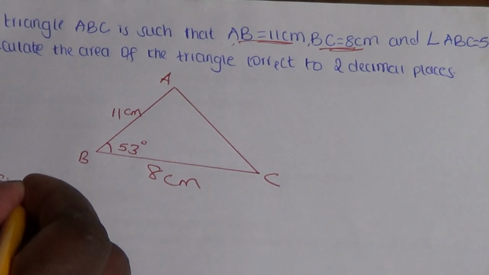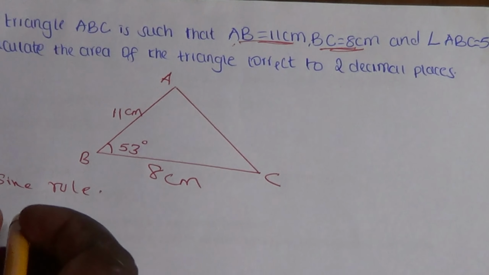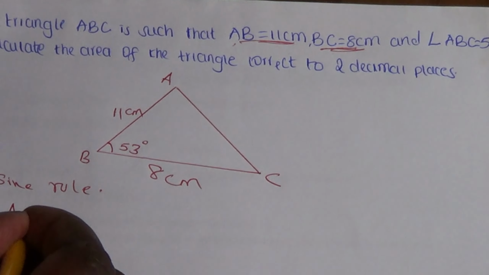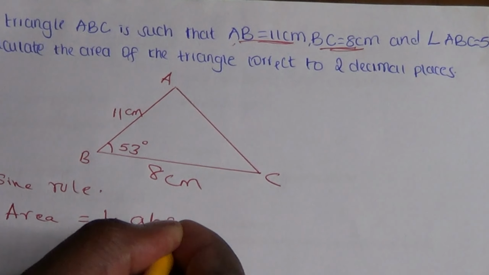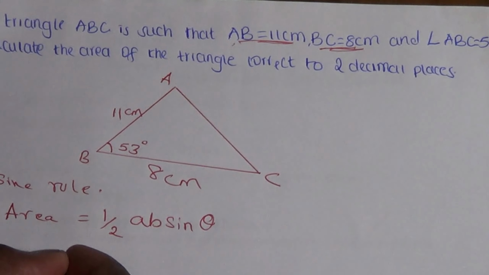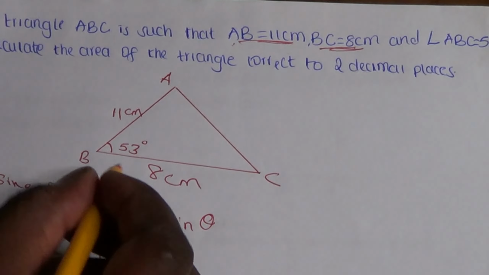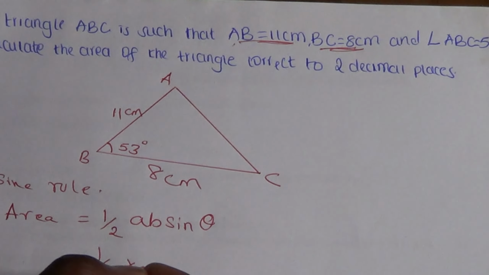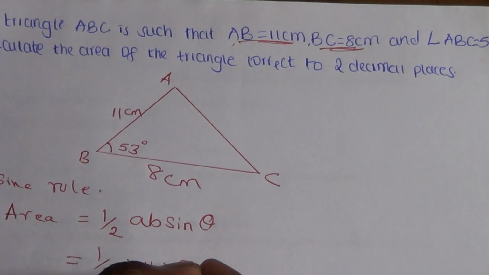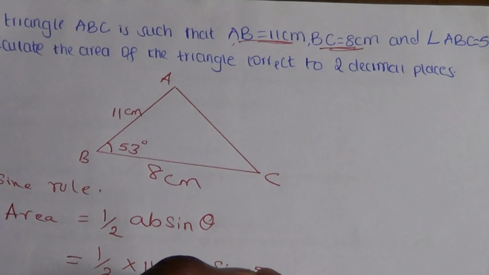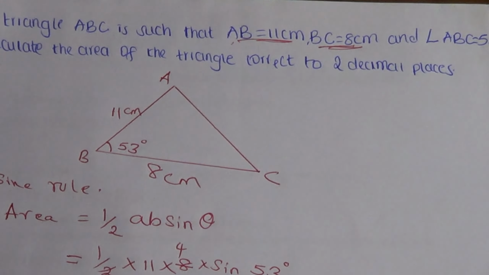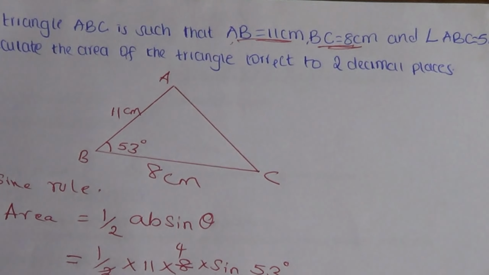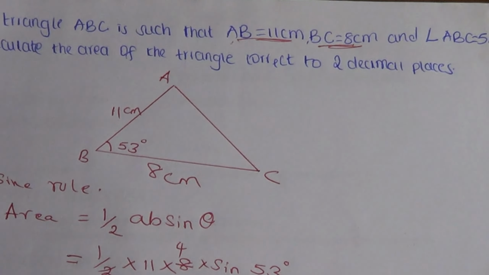the sine rule, whereby area is equal to a half AB sine theta, whereby it will be a half times AB, that is 11, times 8 times sine 53 degrees. So at this point here, 2 goes here 1, 2 goes here 4. Now 4 times 11 we get 44 times sine 53 degrees.